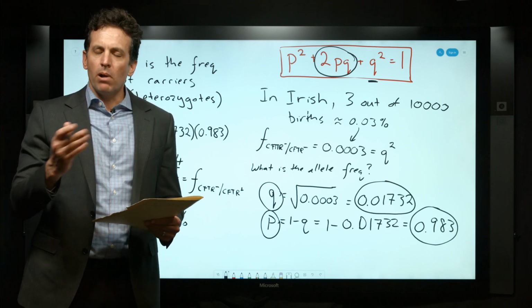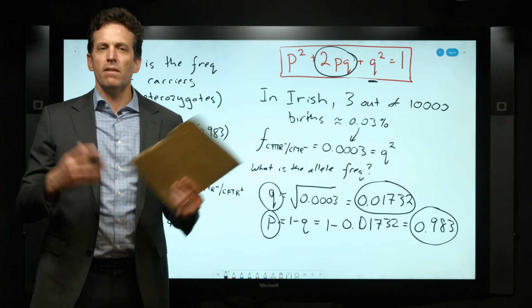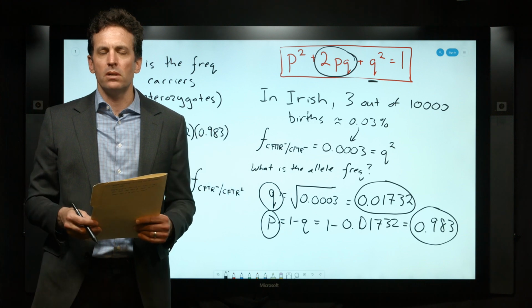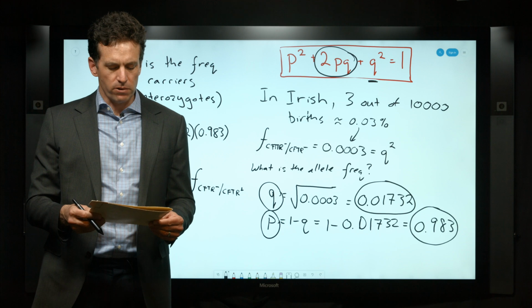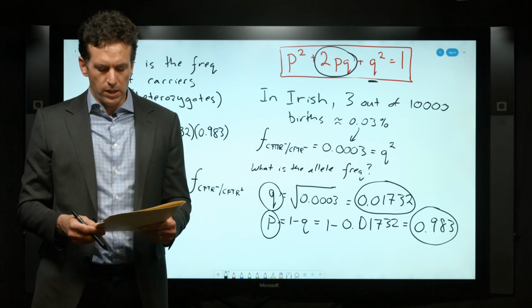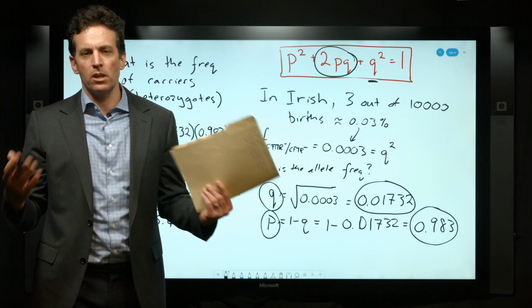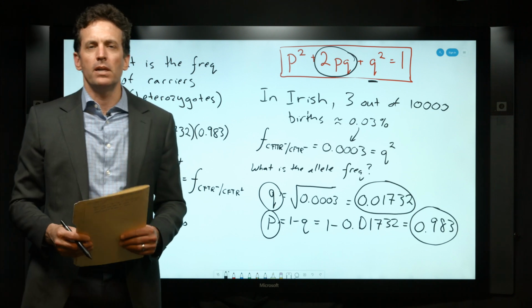And so a problem that I'd like you now to work on at home by yourself is, given that we know the frequency of carriers in the Irish population, if you were doing genetic counseling for some prospective parents and you had 2 Irish parents, what would be the probability that they would have an affected child? And that's something that you can compute directly from these numbers and your knowledge of Mendelian genetics.